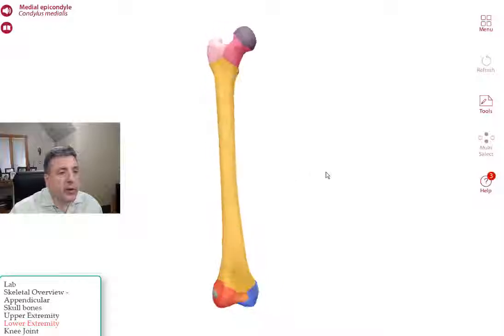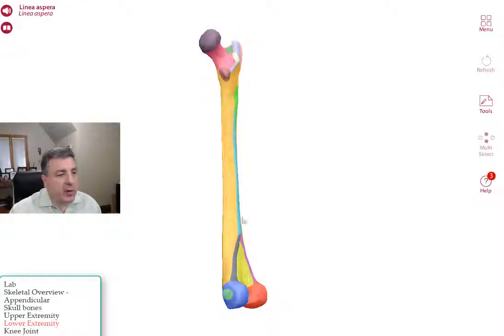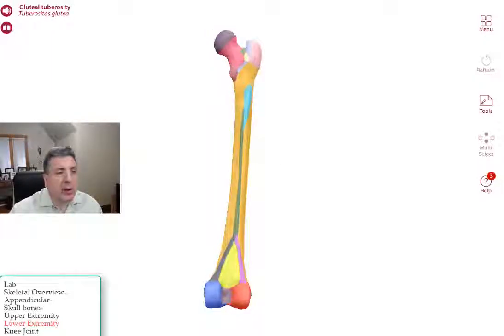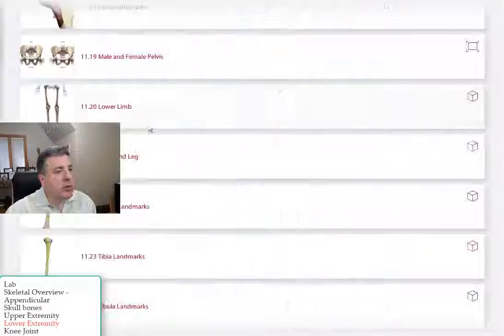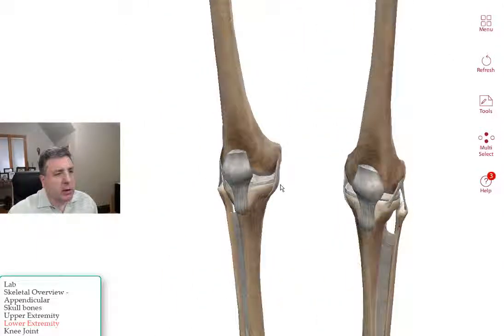You're going to see a sharp line right here coming down. That's called the linea aspera. And then we also have the gluteal tuberosity, and that's where some of the gluteus muscles attach. Okay, so that's going to be the femur. Now we didn't do the patella, so let me look at the patella real quick.